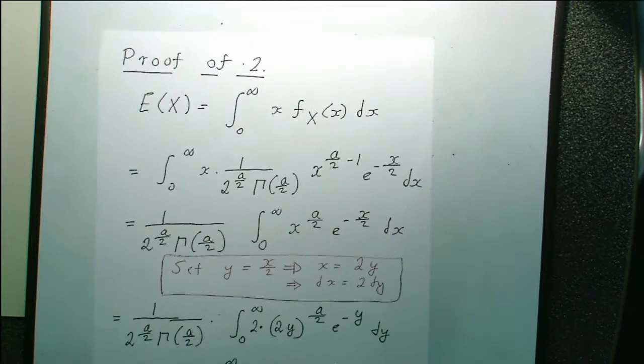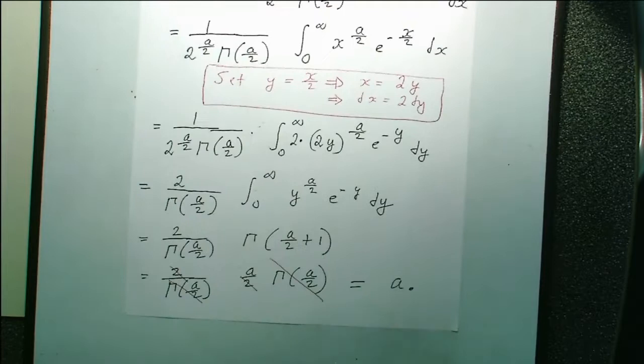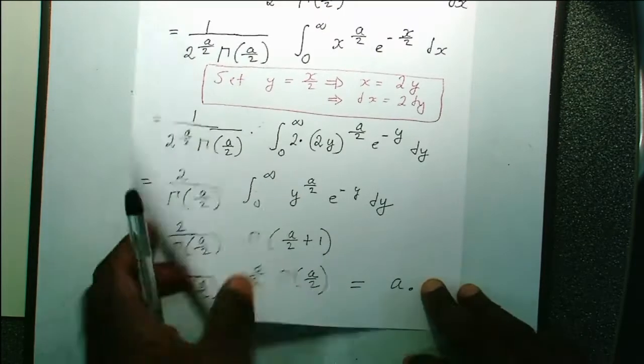I also proved property number 2, where I showed that the expected value of a chi-squared variable is equal to a. Now, what I'd like to do today is maybe do an example.